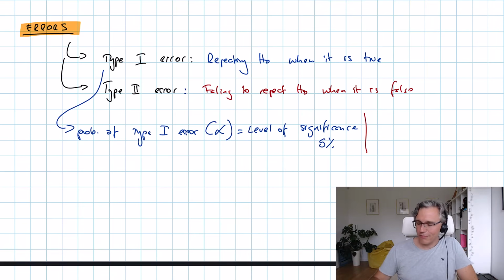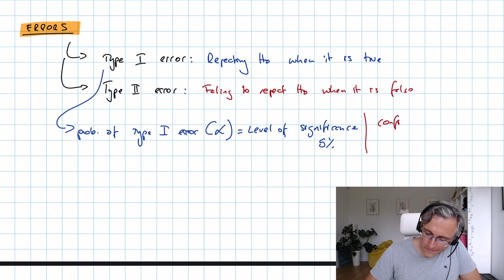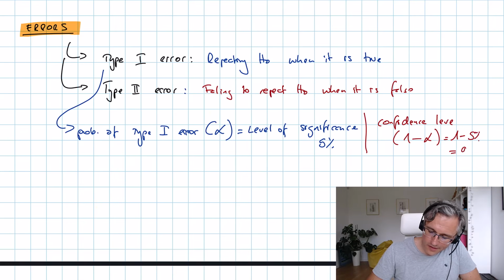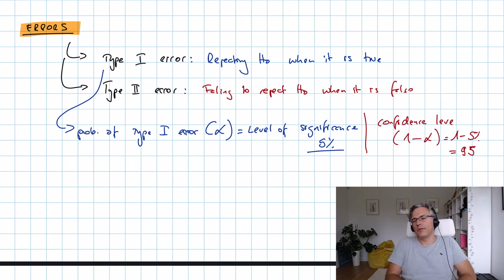There's a complementary measure to the level of significance known as the confidence level. And that confidence level is measured as 1 minus alpha. So in our case, this would be 1 minus 5% equaling 95%. So what you can say is alternatively either there is a 5% probability that I'm committing a type 1 error, rejecting the null hypothesis when it is in fact true.